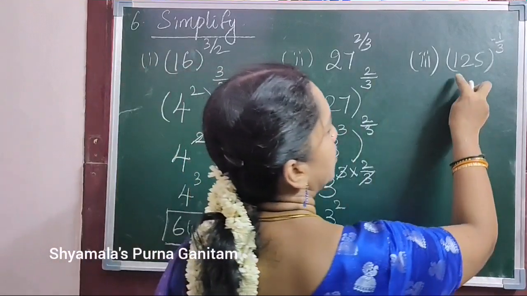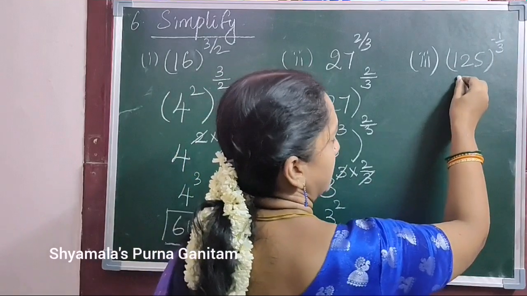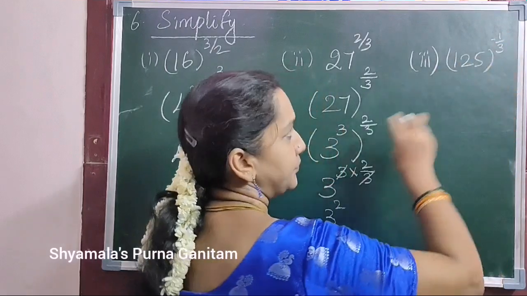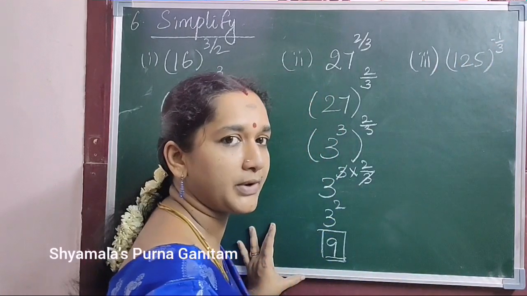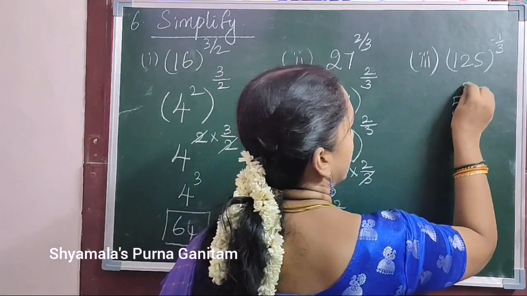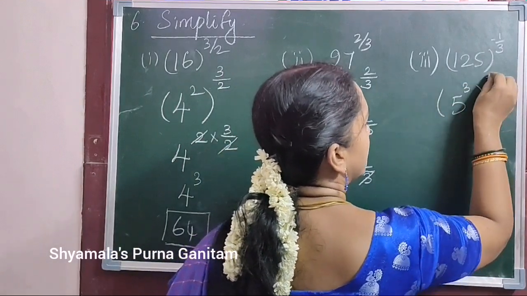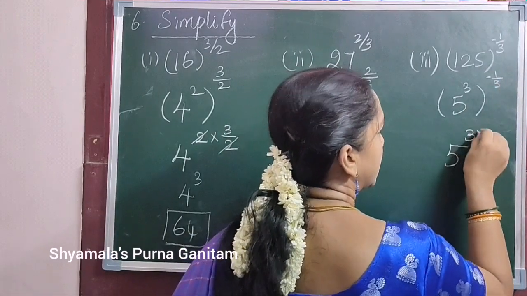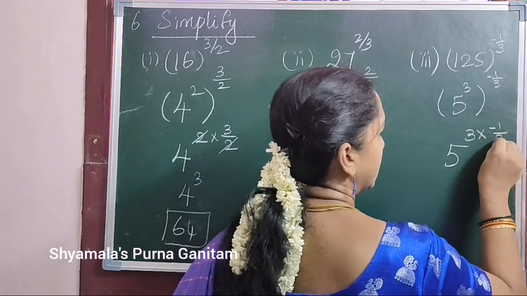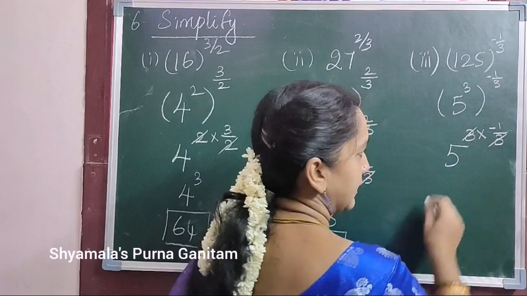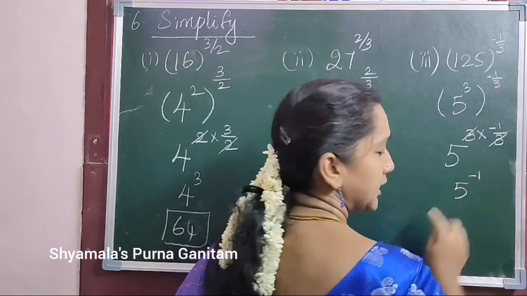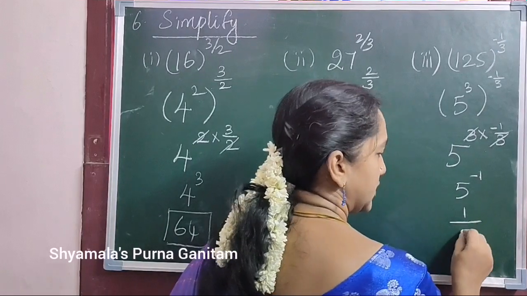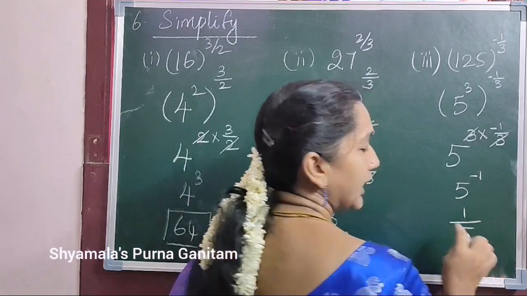Then third sum, 125 whole power minus 1 by 3. So here the denominator for the power is 3. So here you have 125. So 125 is 5 power 3. You can write this 125 as 5 power 3 whole power minus 1 by 3. So here it is 5 power 3 into minus 1 by 3. So this 3 and this 3 will get cancelled. We have 5 power minus 1. So the meaning is the 5 should go to the denominator. So you will get the power as positive. So you can write this as 1 by 5.